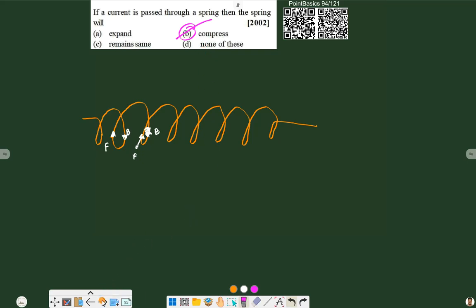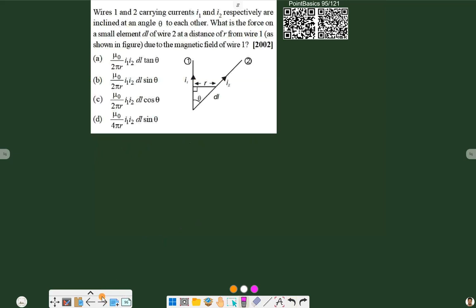Let's move to the next one. Wires 1 and 2 are carrying currents I1 and I2 respectively, inclined at theta to each other. What is the force on a small element dl of wire 2 at a distance r from wire 1, as shown, due to the magnetic field of wire 1? So due to the magnetic field of wire 1, we have to find the force on a small element here, that is dl, at distance r from the first wire.